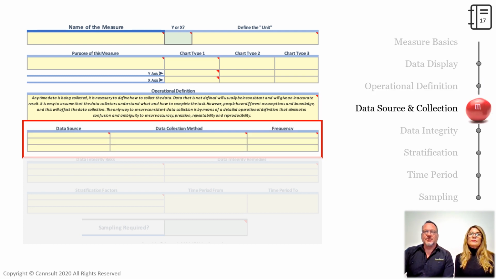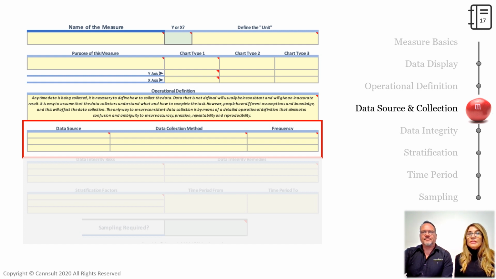So the next section is the data source and data collection method. The source of the data just asks you to define where it is coming from. Maybe it's automated data that is kept in a particular database. Maybe it's in a spreadsheet on someone's hard drive. Or maybe the data doesn't yet exist and we have to manually track it by observing the process. Wherever we are getting our data from, we need to specify the sources here.